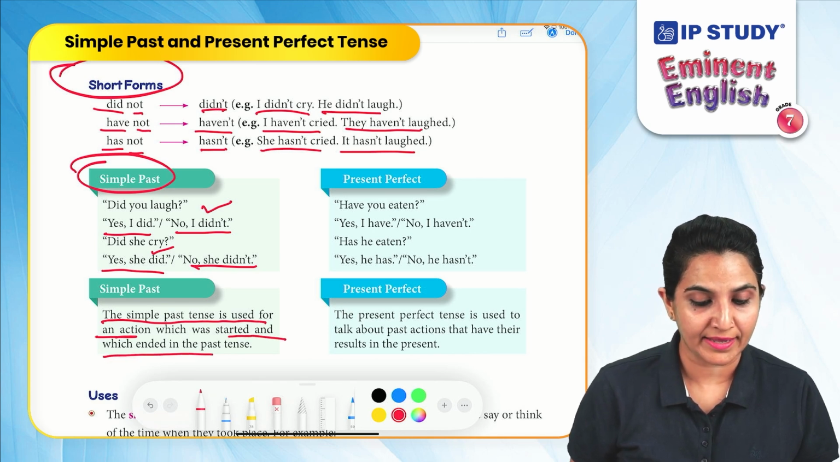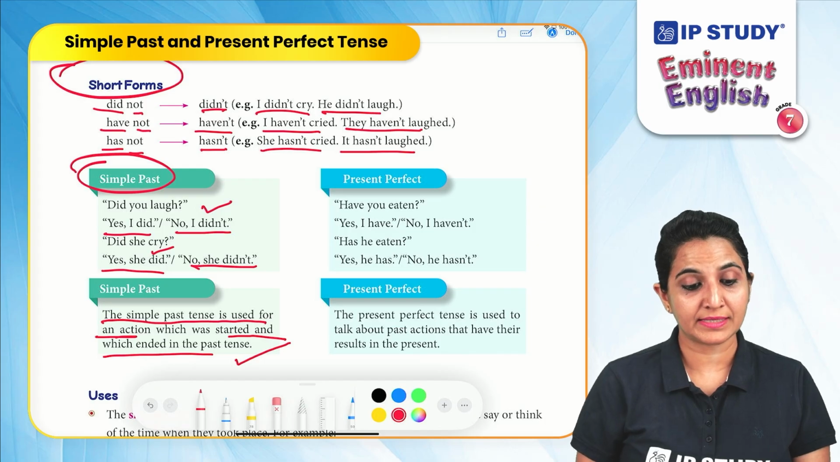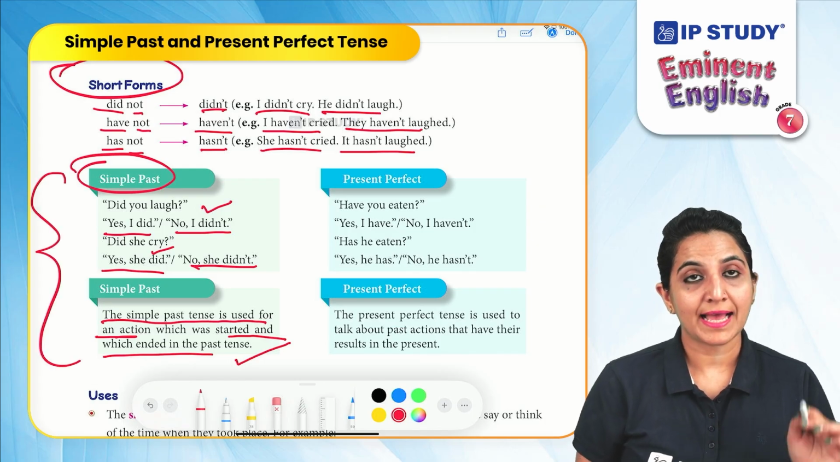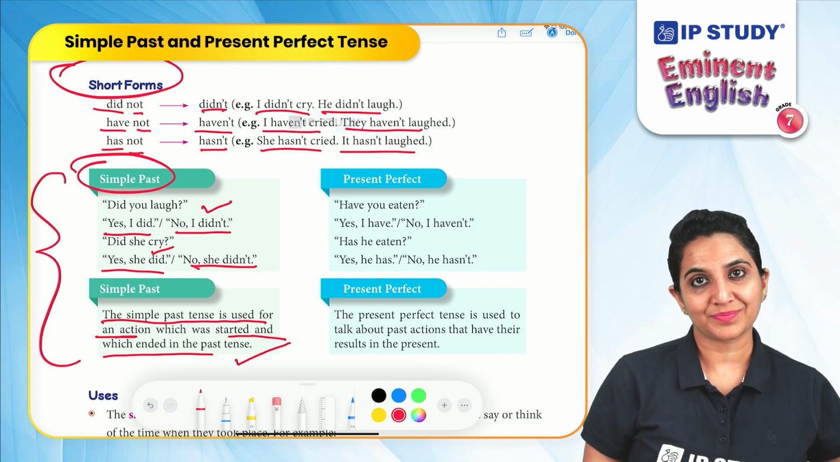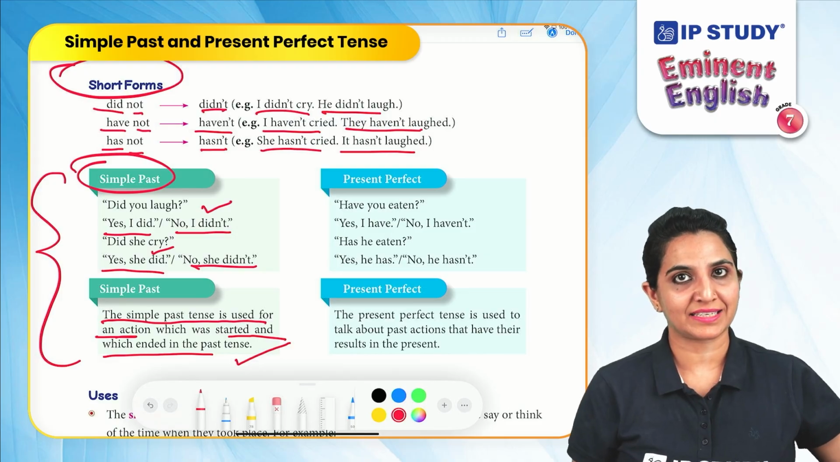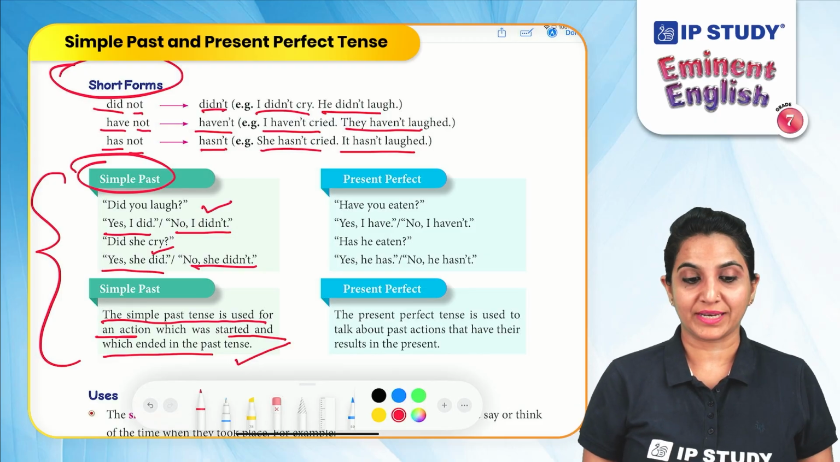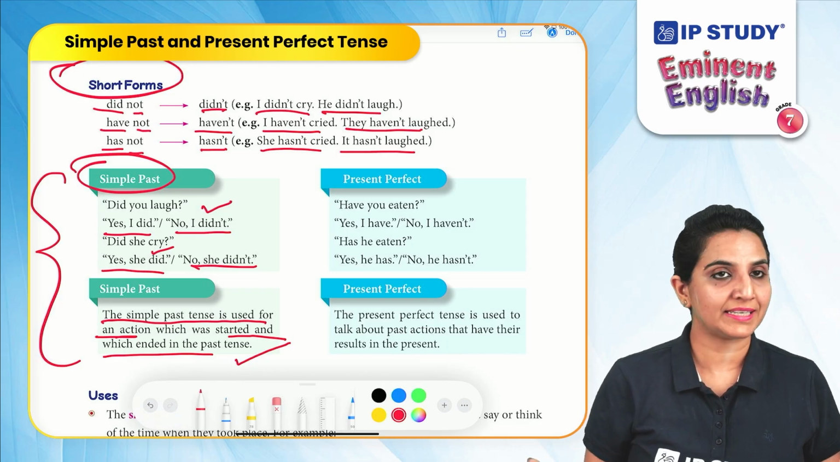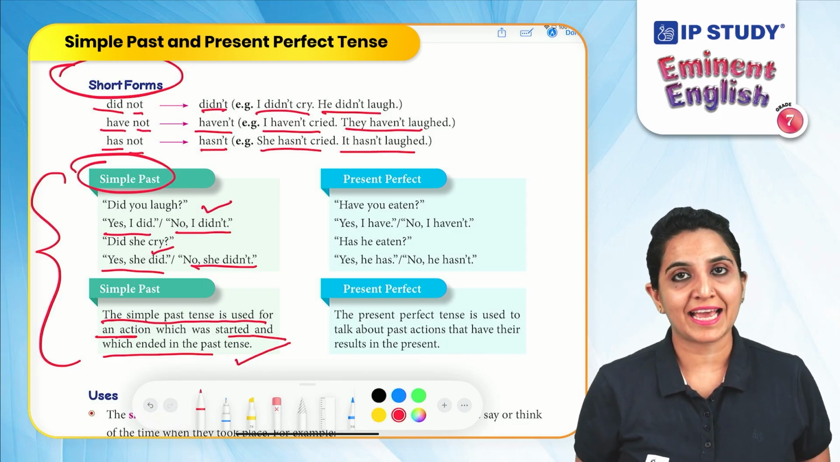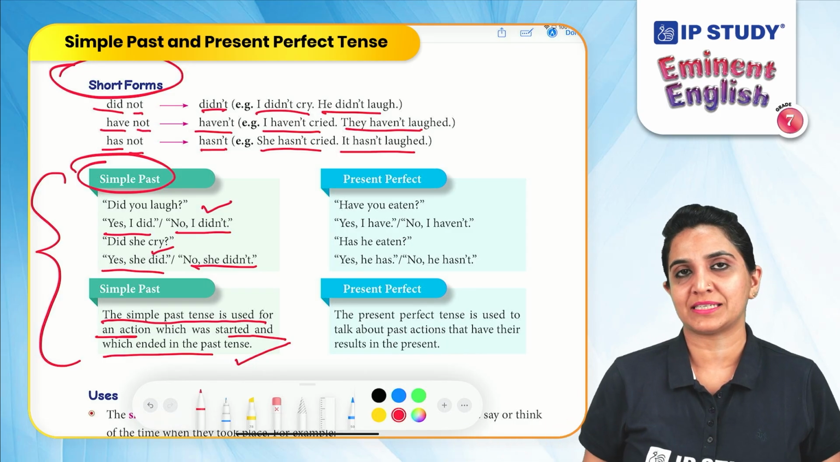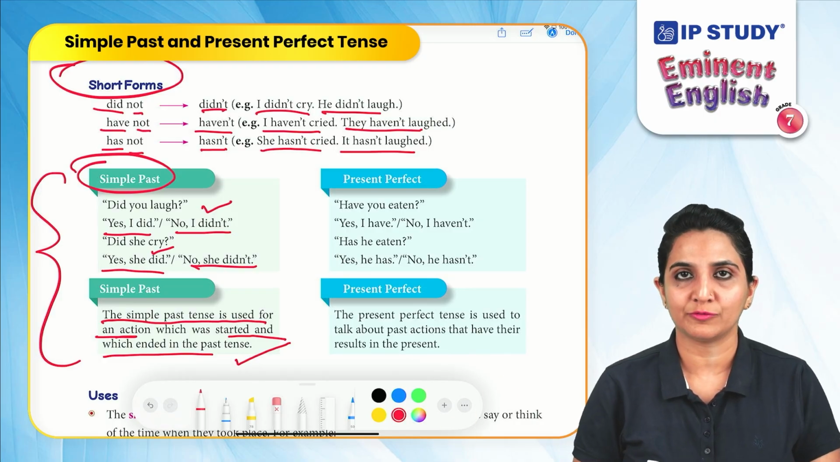which ended in the past tense. That means the action was happening in the past and was finished at that time only. That means, did you laugh? Yes, I did. No, I didn't. Did she cry? Yes, she did. No, she didn't. And we simply use the past participle of the verb.